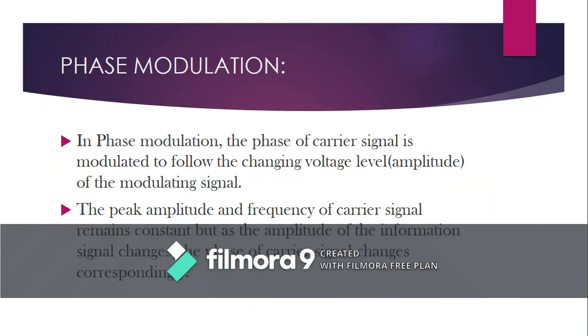Third, phase modulation. In phase modulation, the phase of carrier signal is modulated to follow the changing voltage level of the modulating signal. The peak amplitude and frequency of the carrier signal remain constant, but as the amplitude of the information signal changes, the phase of carrier signal changes correspondingly.